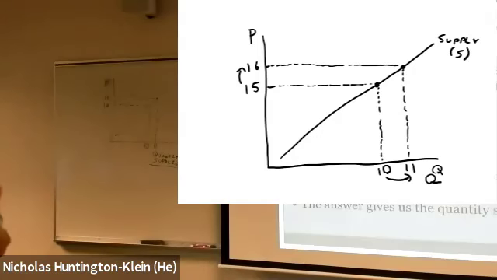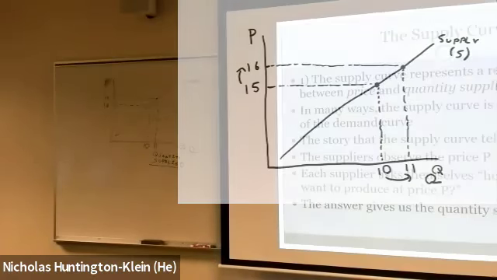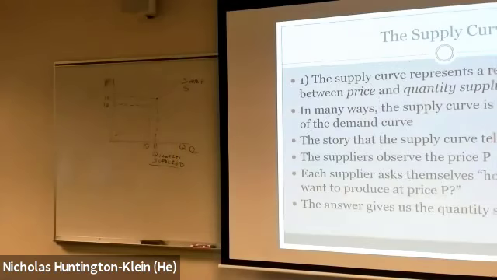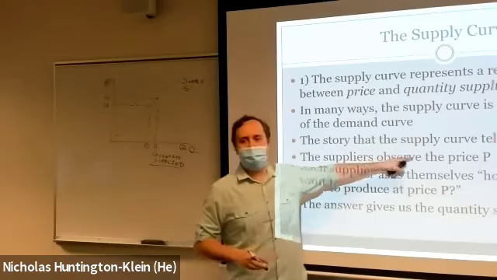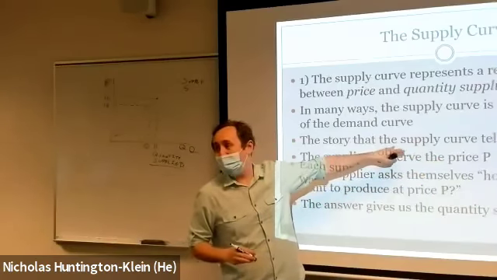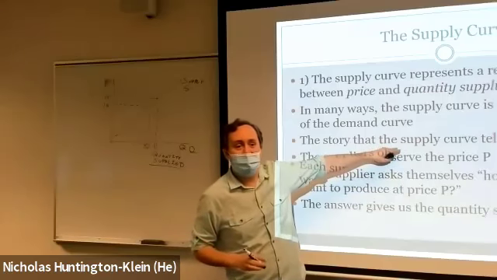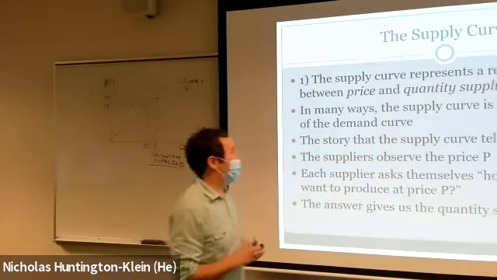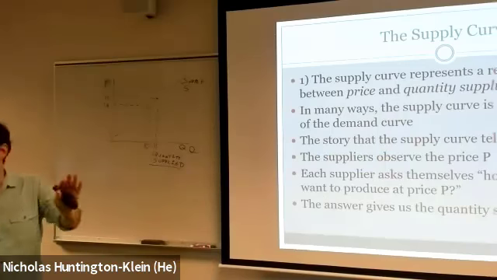So there's sort of a story going on here, right? And the story is this. The suppliers observe what the price is, decide how many units they want to sell at that price, and then do that, which might feel a little strange because I just told you that the suppliers observe what the price is and have nothing to do with deciding what the price is, which is not how things work in our typical experience.